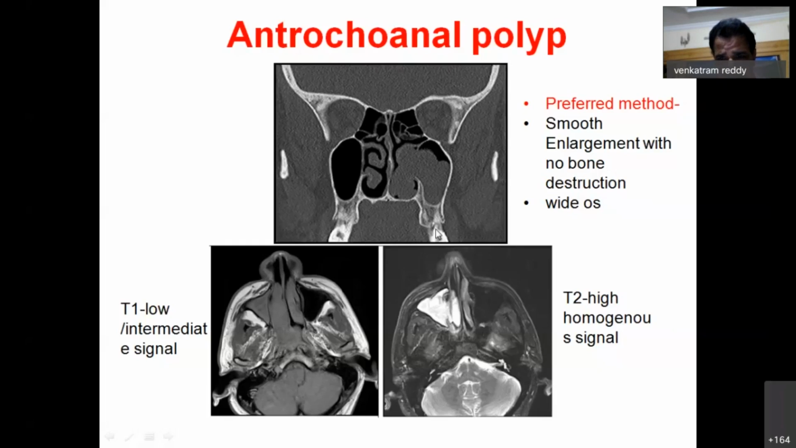If you take MRI, the T1 weighted image gives low or intermediate signal and T2 will give a high homogeneous signal. But for routine, if the CT scan has this kind of appearance, there is no need for going to MRI. If you have a doubt, then certainly you can go in for the MRI and look at the T1 weighted image and T2 weighted image.